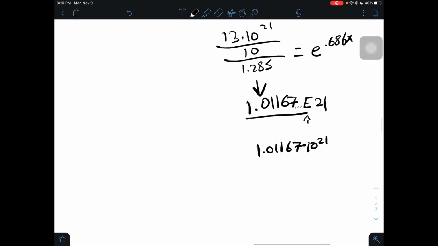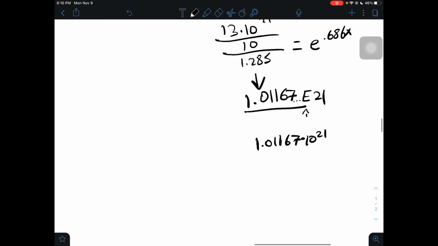And so what happens now is, this is still equaling e to the power of 0.686x. We're going to apply our exponent rules. I will be making a video on exponent rules soon. Now we're going to apply our ln to both sides, and I'll be making a video over when to use ln and when to use log in a future video. But in this scenario, we have e, meaning we're going to use ln. So we have to apply ln on both sides to get rid of this e.